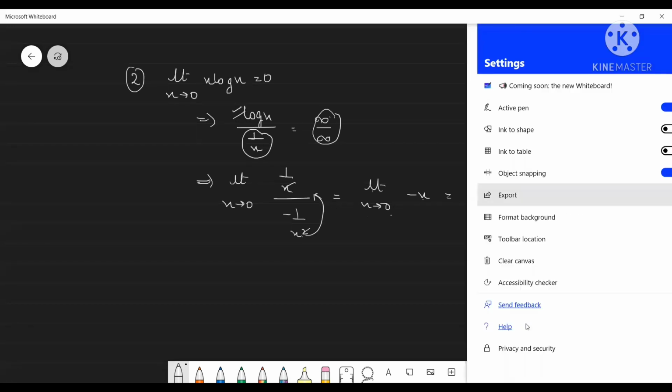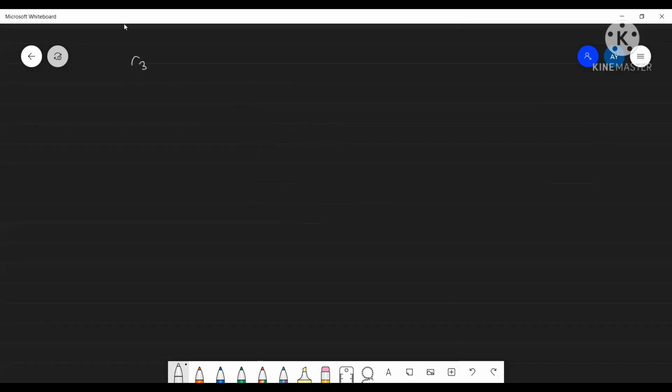Now moving on to the third question. The third question says limit x tends to infinity, x squared by e power 3x. If you directly apply the limit, this will be an infinity by infinity form. So now you got to differentiate with respect to x. Limit x tends to infinity: d by dx of x squared is 2x, and e power 3x gives 3 into e power 3x.